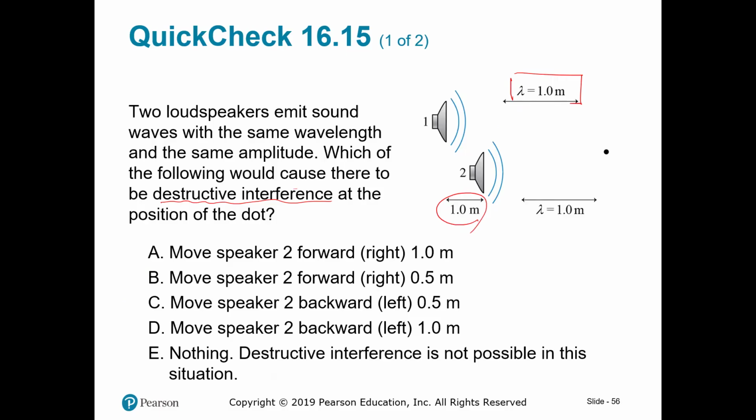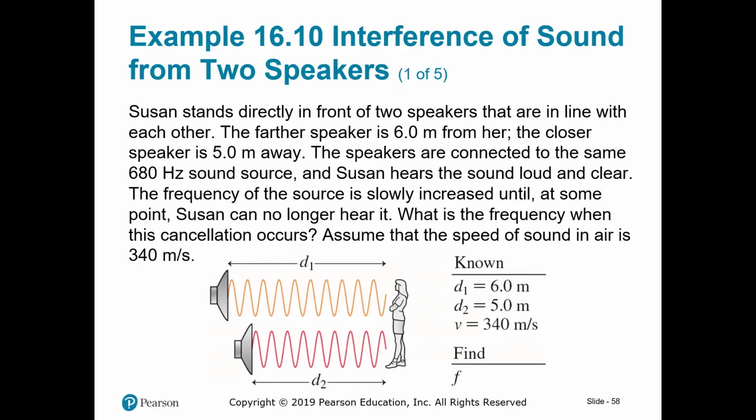But in order to make this a destructive wave, you have to make the path length difference either 0.5 meter, which is half of it, or 1.5 meter is also fine as well. So the answer is B and C. You can either move speaker 2 to the right or to the left. Doesn't matter, right? Both cases will give you a destructive wave.